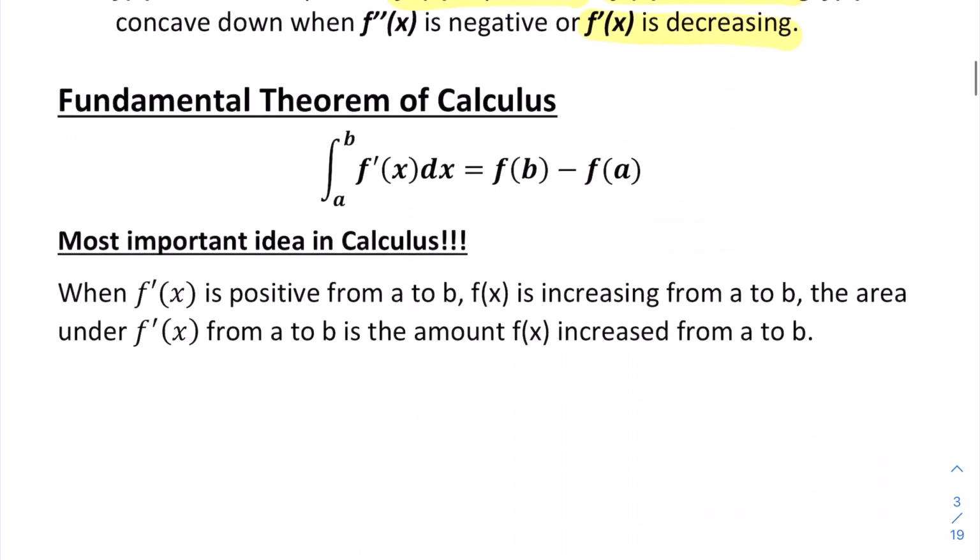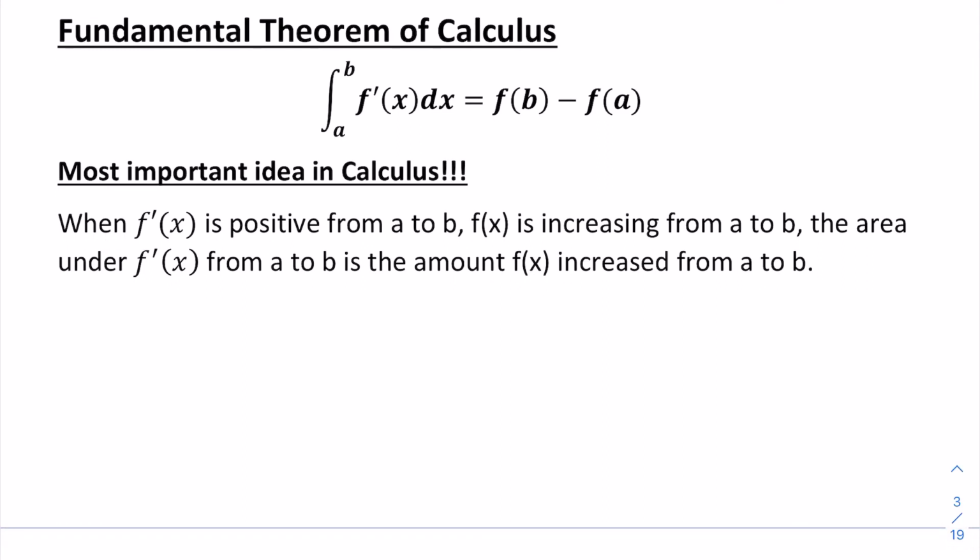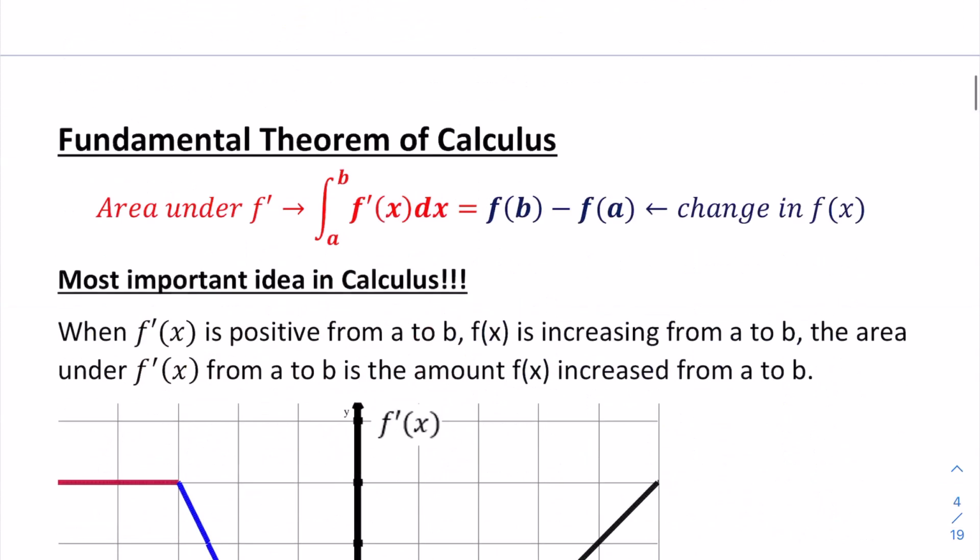Now, the most important thing you have to know, if you want to have any success on the AP exam, is the fundamental theorem, and really understanding this relationship right here and what it means. I think this statement written below is the most important thing in all of calculus. It says, when f prime is positive from a to b, f of x is increasing from a to b. Now, the area underneath that f prime graph from a to b is the amount that f of x increases from a to b. That is what the fundamental theorem of calculus is saying, right?